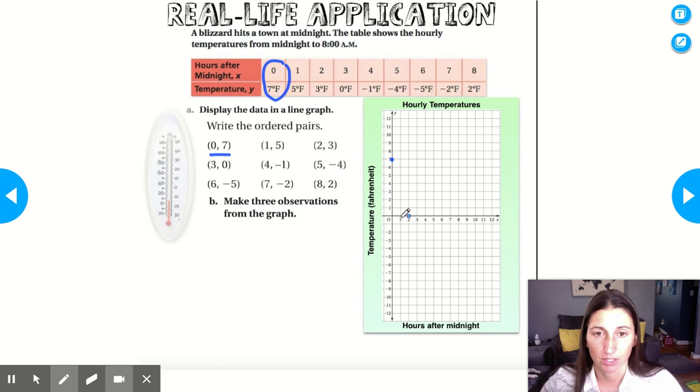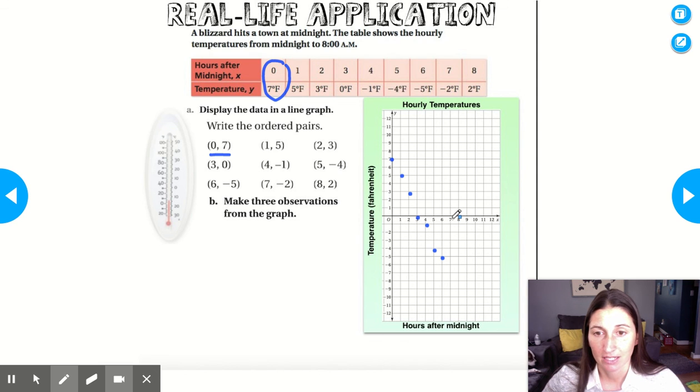At 1 a.m., or 1 hour after that, the temperature goes down to 5 degrees. At 2, we're going to go across 2, up 3, and this looks like a decent drop, right? And then now we're going to go across 3, but now it drops to 0 degrees. So now we're exactly on the x-axis. In 4 hours, 1 hour more, it goes down to -1. 5 goes down to -4. At 6 a.m., or 6 hours after, it goes to -5.